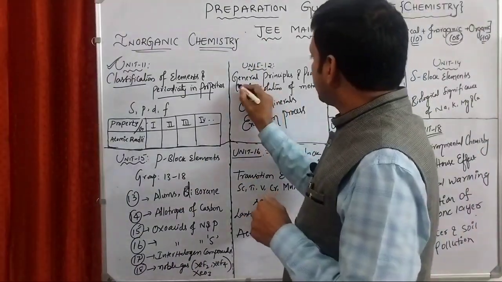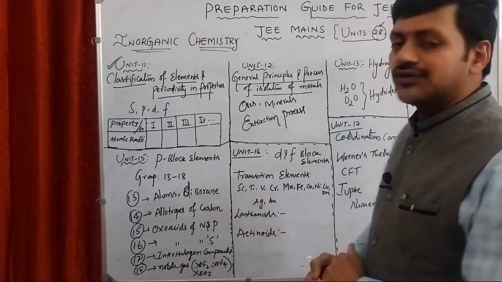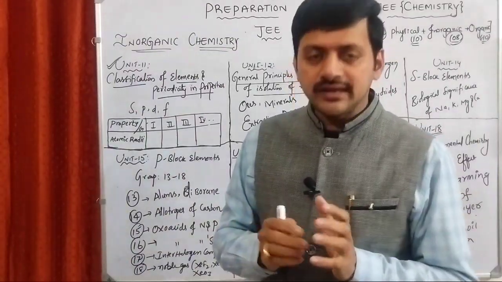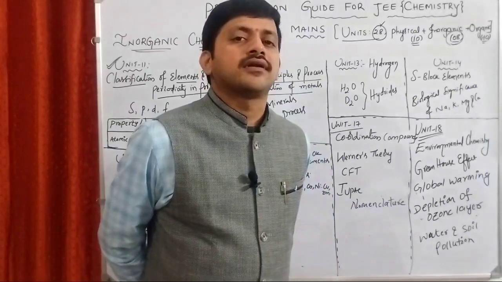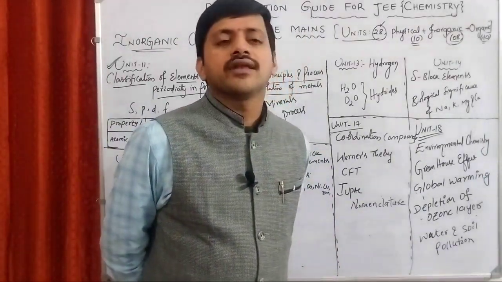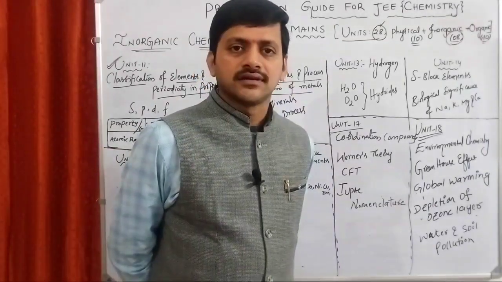The next one is what? General principles and processes of isolation of metals. This is our 12th unit. This one is very easy. Generally in this unit, what should you remember? What are the ores? What are the minerals? Then how can we extract the metals from the ores?